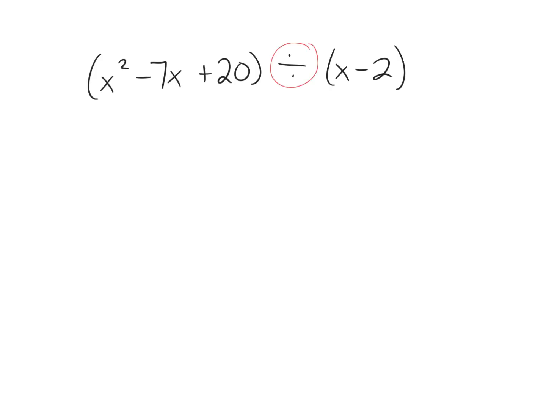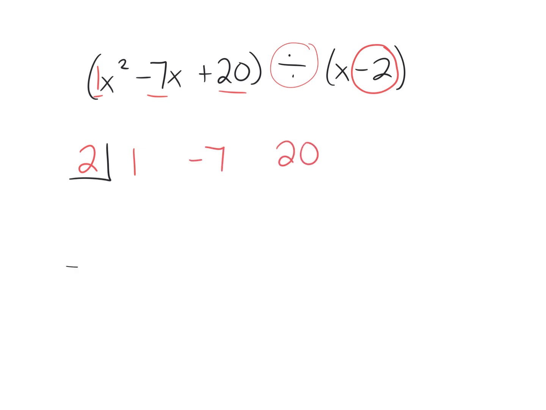Okay, what operation's happening? Division, and I told you to use what? Synthetic division. Okay, so remember, synthetic starts with the little box. How do I figure out what goes in the box? The opposite of the x minus 2. Opposite of negative 2 is positive 2. How do I figure out what goes here? All of these coefficients. So what do I have? 1, negative 7, 20.